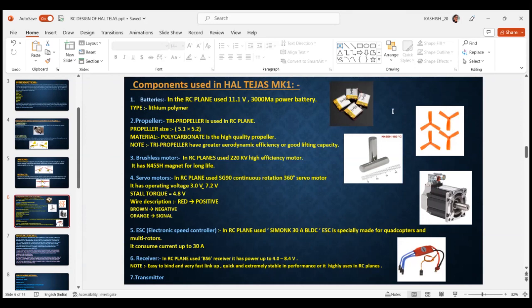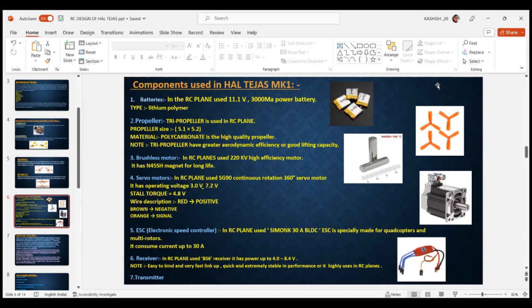The next component is the servo motors. In the RC plane, they use the SG90 continuous rotation 360-degree servo motor. It has an operating voltage of 3.0 volts to 7.2 volts. The stalling torque is at 4.8 volts. There are also wire descriptions for the servo motors: the red wire is for positive, the brown wire signifies negative, and the orange is used to give the signals.